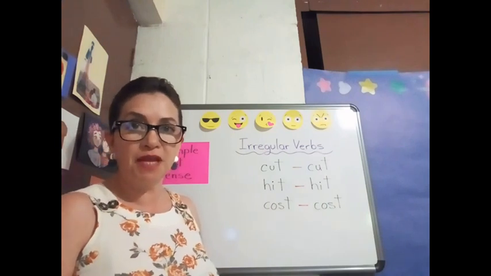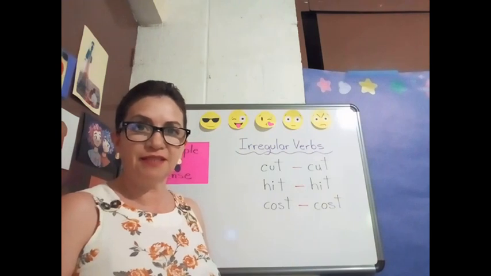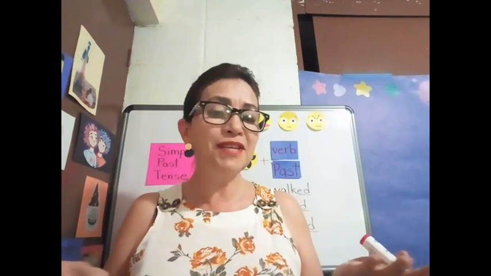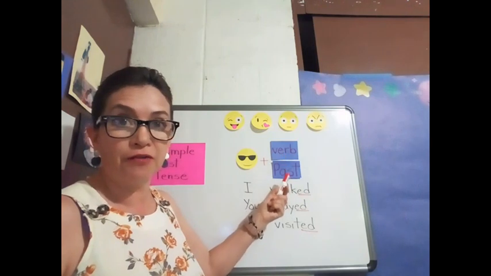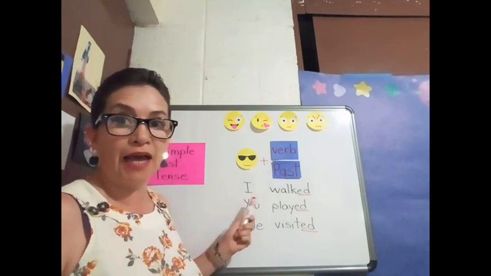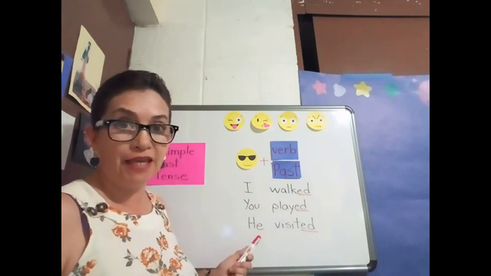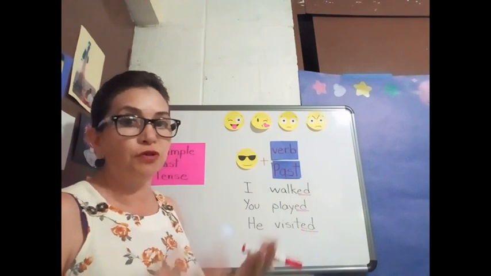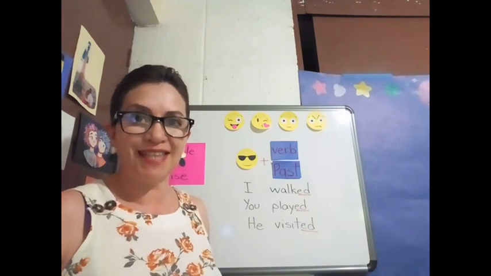These are the irregular verbs which do not change. Why do we call this tense simple? Because it's simple, it doesn't need an auxiliary verb to speak in the affirmative form. We only need a subject and a verb in past tense. I walked, you played, he visited.